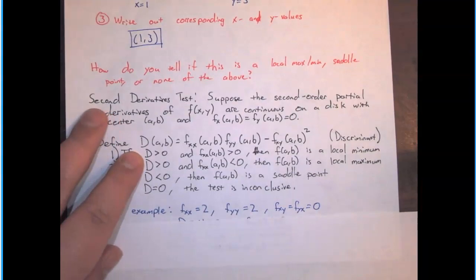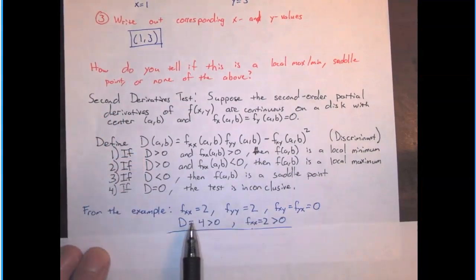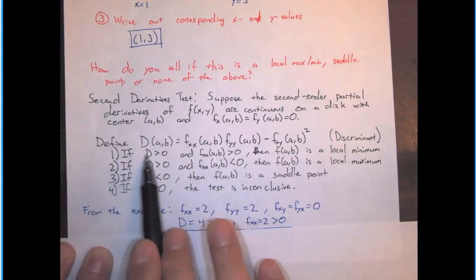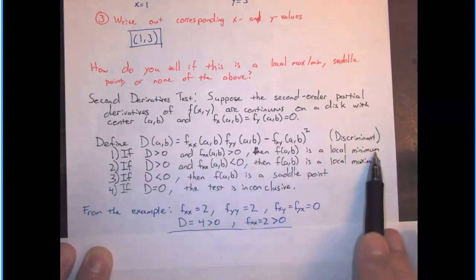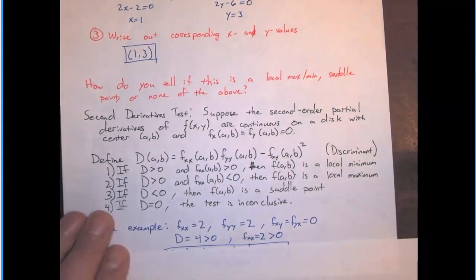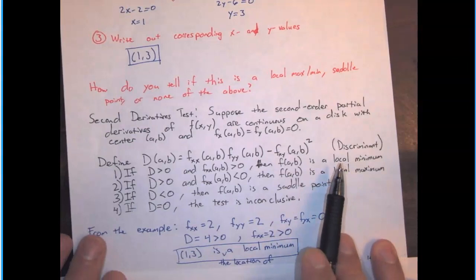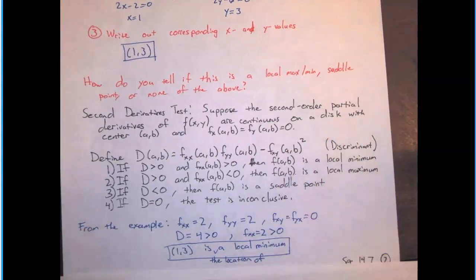Then I can compute the discriminant. I multiply these two, I get 4. I subtract this value squared, I still get 4. That's positive. Then I look at this second order partial. This is also positive, so I'm falling into this first category. It's a local minimum. So that means that (1, 3) is the location of a local minimum.